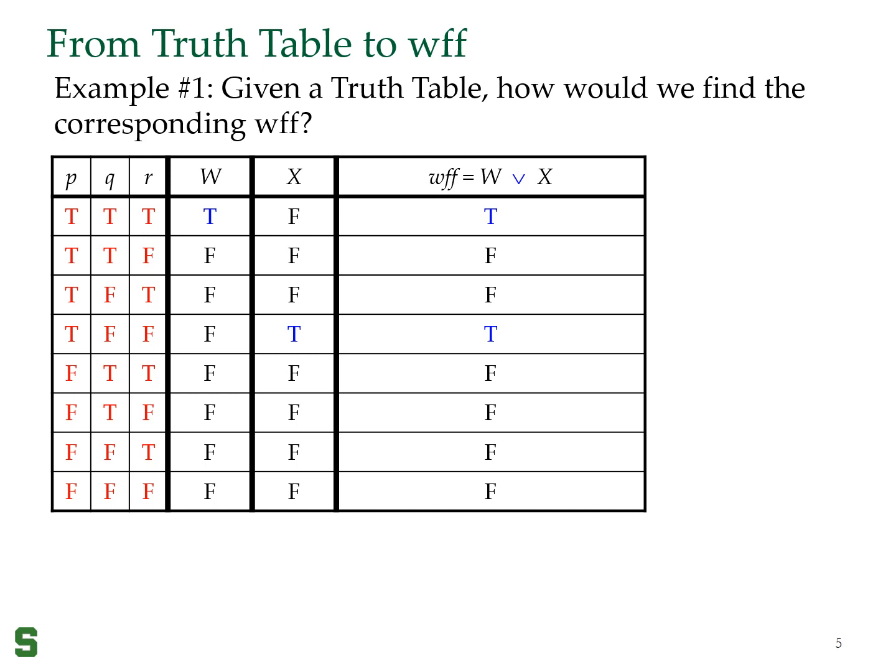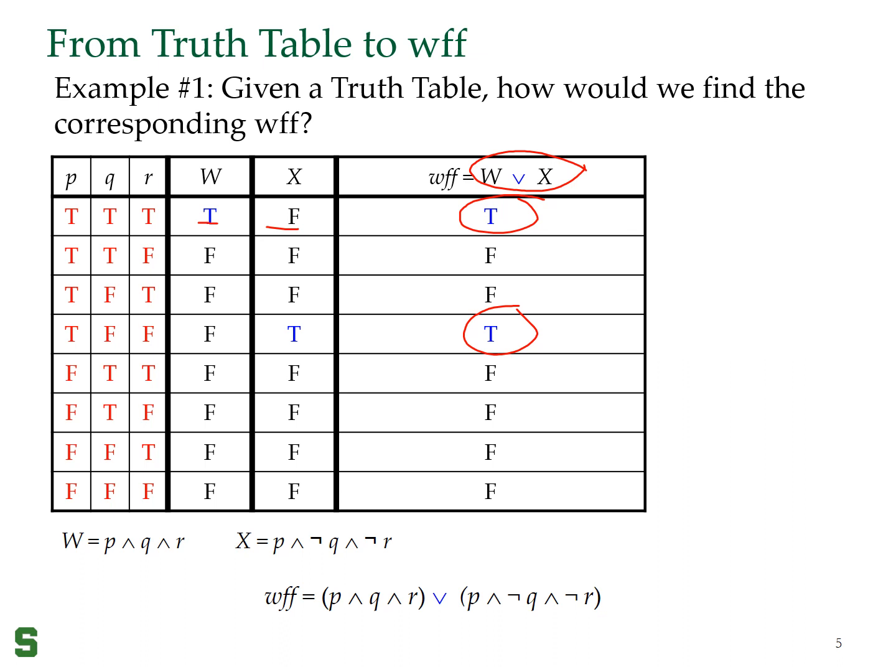Now we can take this further and look at this truth table where I have two true values, and the specific true values are obtained by taking the OR of W and X, and that's why this truth table is going to be for W or X. And so now we can write the well-formed formula as W or X, where W is P and Q and R, X is P and not Q and not R.